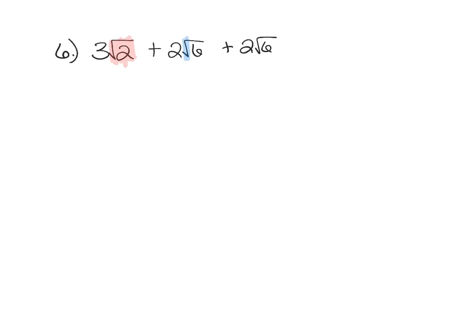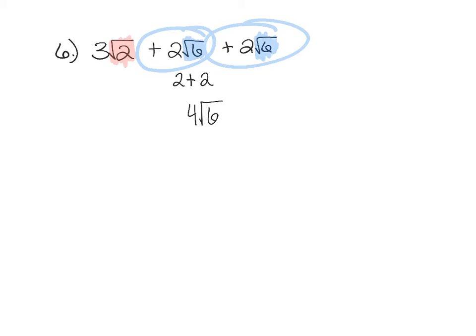I have a radical 6, and I do have another radical 6. So this term and this term are what we would consider like terms. So I'm going to add those together. Add your coefficients, 2 plus 2, and I get 4, and then keep your radical 6 with it. And then this 3 radical 2 just gets dropped down in front. And there's your final answer because you can't combine those two together.